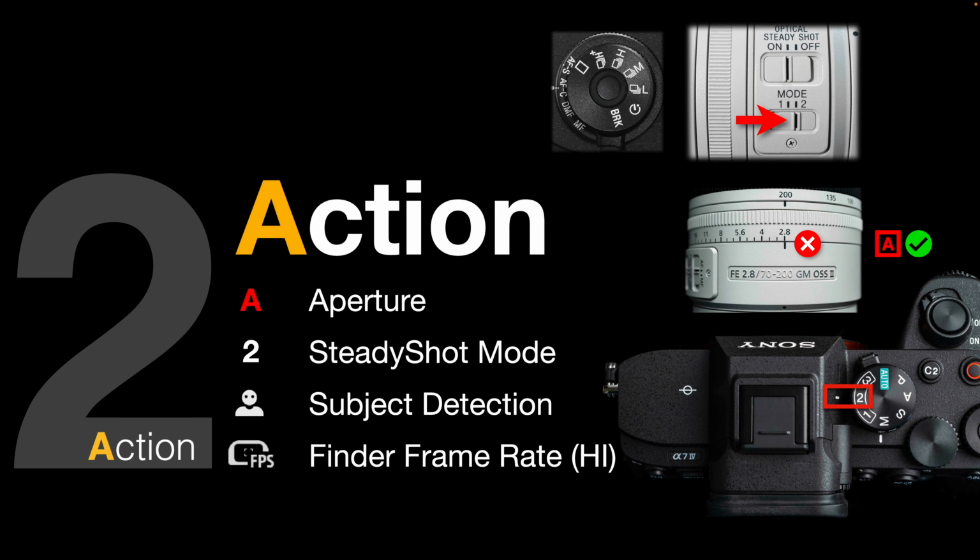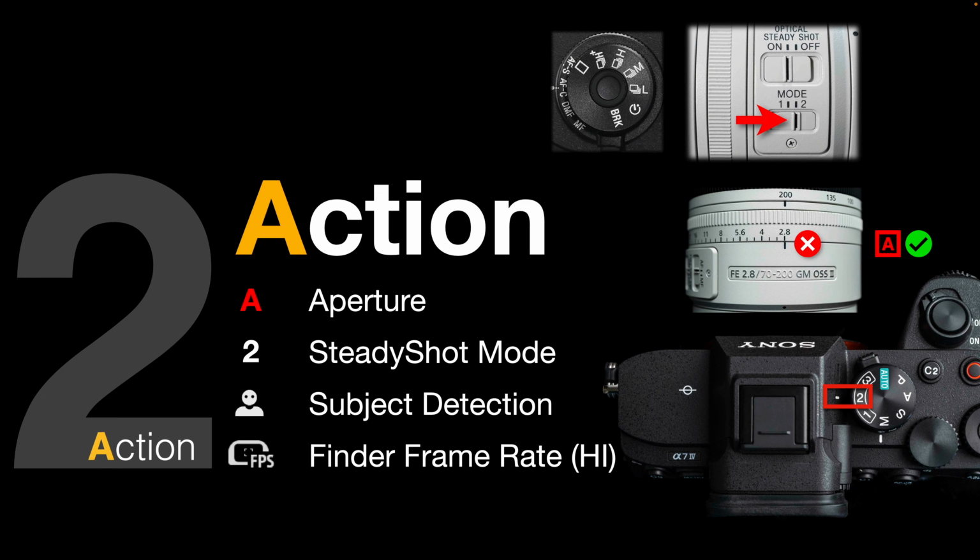Now with a lot of sporting lenses we have steady shot on the lenses, but we also have steady shot modes, and if you're going to be panning the camera to follow a subject, then you really need to switch from mode 1, which is often used when the camera is steady, to mode 2, which is more suited for panning the camera.